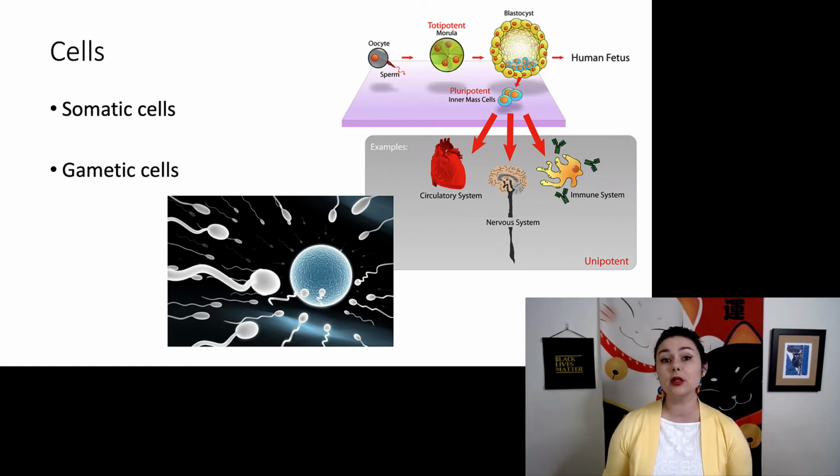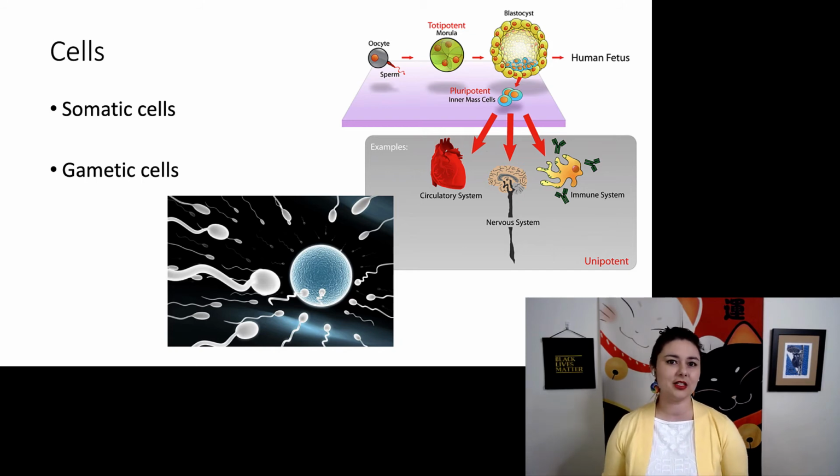Then we have pluripotent cells. So now these are somatic cells, but at this point they can still become pretty much everything. But eventually they'll go down these paths of development and they can only become one particular type of cell. So they could only become a circulatory cell or a nervous system cell or immune system cell.